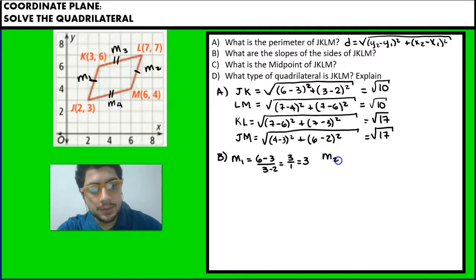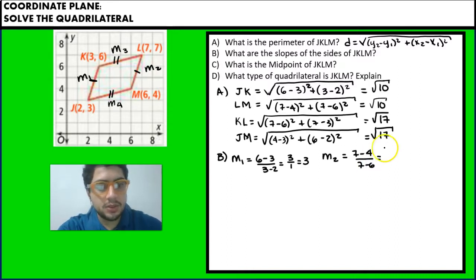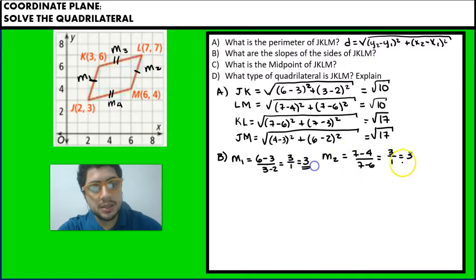Now m2 is going to be 7 minus 4 divided by 7 minus 6, and that is going to give us an answer of 3 over 1 as well. So we know that m1 and m2 are parallel lines because their slopes are the same.